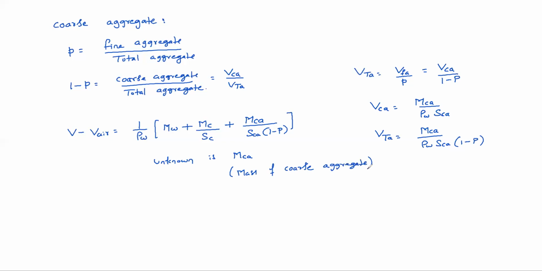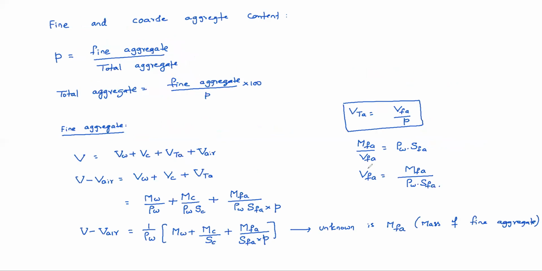So here this is a very simple principle only. Total volume is nothing but volume of water, volume of cement, volume of total aggregate plus volume of air. It's based on a very simple thing. You can work it out very simply.